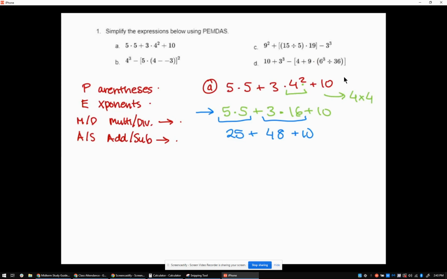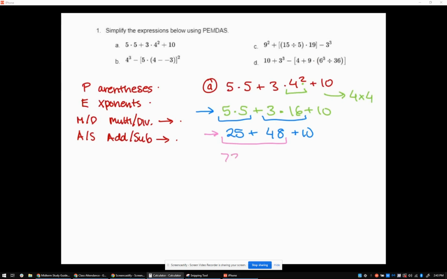Okay, there's no more multiplying or dividing, so then we can move on to adding or subtracting. Again, left to right first. I'm going to add 25 plus 48 first. 25 plus 48 is 73. Then I can do 73 plus 10, which is 83.